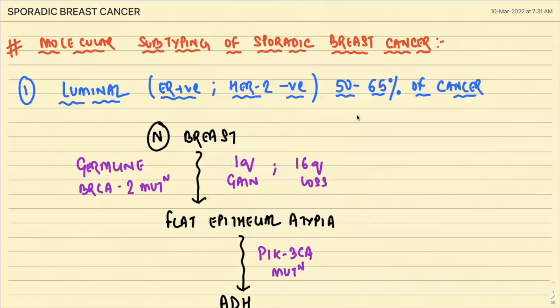First, as I have already explained, you can classify sporadic breast carcinomas into three main types: the luminal variety, the HER2 positive breast tumors, and the triple negative or basal variety. First we will start with the luminal variety. Luminal is the variety which is ER and PR positive but HER2 negative. It should be HER2 negative and ER positive, constituting around 50 to 60% of all breast cancers.